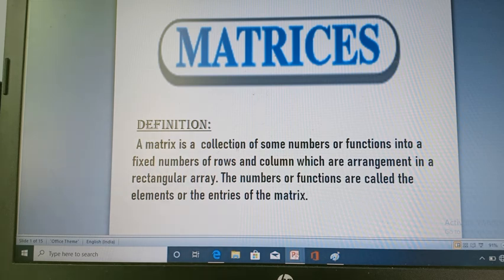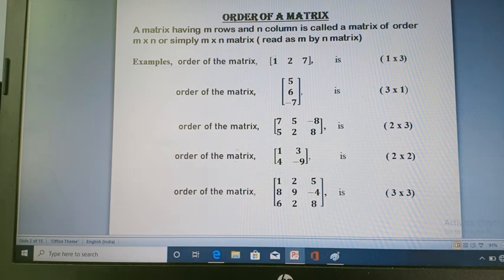So it is nothing but the arrangement of some numbers or functions in a rectangular array, and these are the entries. Now the order of the matrix we will discuss here. It depends on the number of rows and the number of columns. A matrix having m rows and n columns is called a matrix of order m cross n, simply read as m by n matrix.